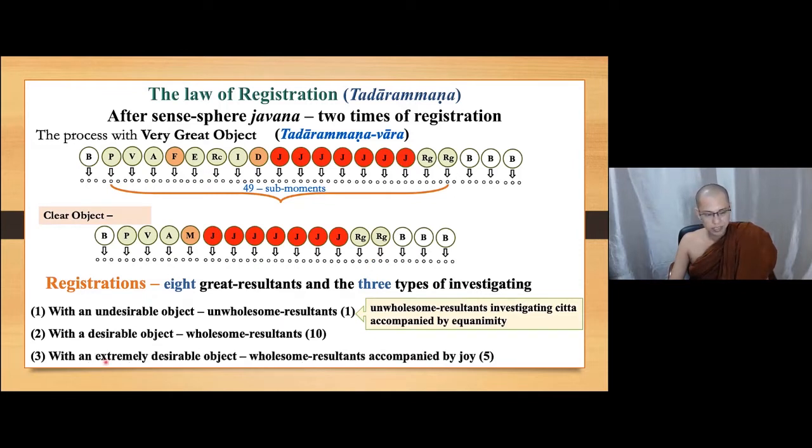Then if the object is an extremely desirable object, we can identify any of 5. Among the 11 registration consciousness, only 5 can be accompanied by joy, with the joyful feeling. So if we don't know exactly, we can say any of the 10 wholesome resultant registration, or if we can identify that the object is extremely desirable, we can say any of the 5 wholesome resultant accompanied by joy can arise to perform the registration moment. In this way, we can identify it due to the object.